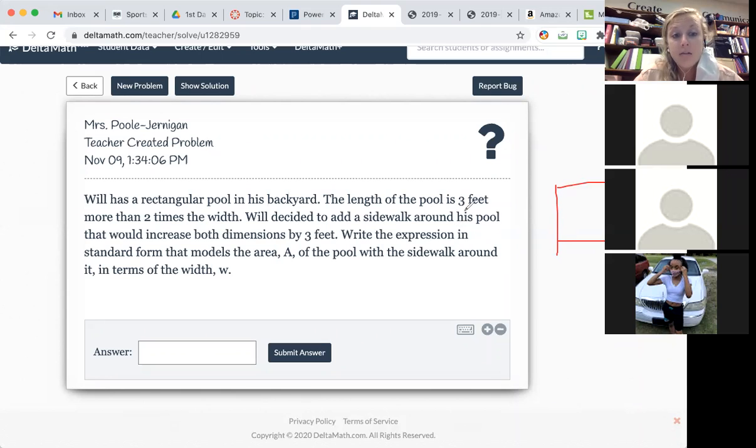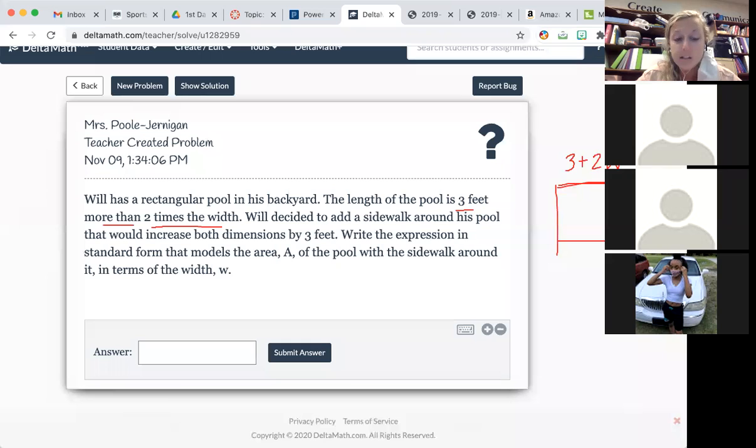So the length of the pool is 3 feet more than 2 times the width. The length, you know that's the long piece right here, right? So let's write what they said. 3 more than. So what do I write? 3 what? Plus. Good. 2 times the width. Did they tell us what the width was? No. So are you okay if I just make it W since they didn't tell us? Yes. Okay, so let's do 3 plus 2 times W. So that is the length.